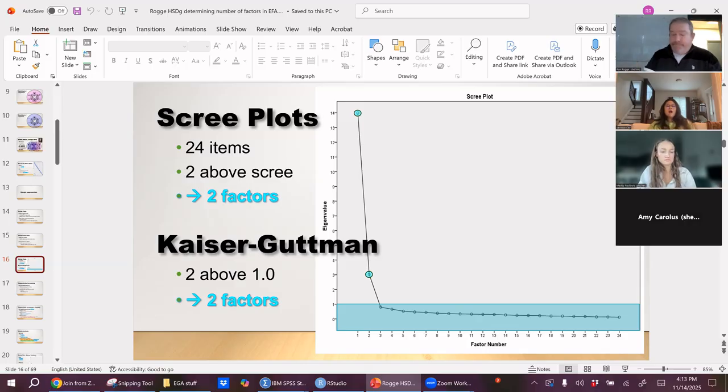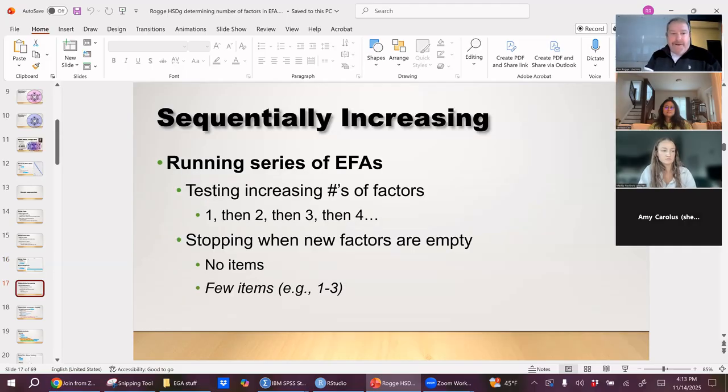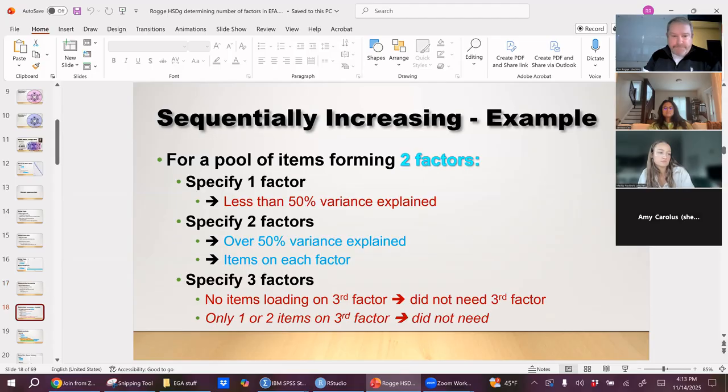Make sense to everybody? Now, if that just would work all the time, we wouldn't have to have this lecture, but it doesn't work all the time. I also already mentioned this. You can just sequentially increase the number of tests, every possible number of factors, until you start getting empty factors, factors where no items are loading on them. Obviously, then you don't need that many factors. Does it make sense? And they can be completely empty, or they could have 1 or 2 items on them. Reviewers are okay saying we dropped it because it was just 1 or 2 items.